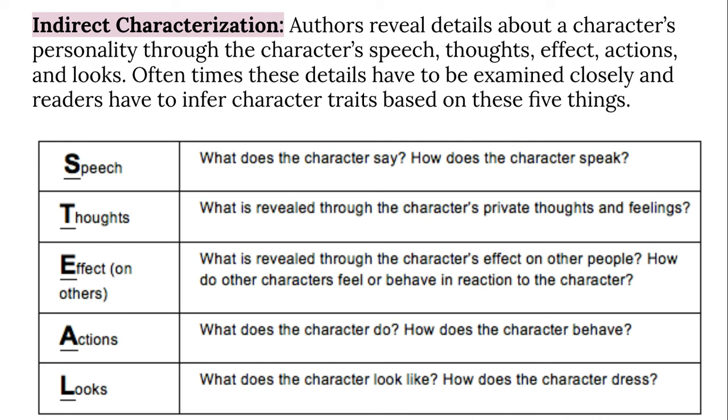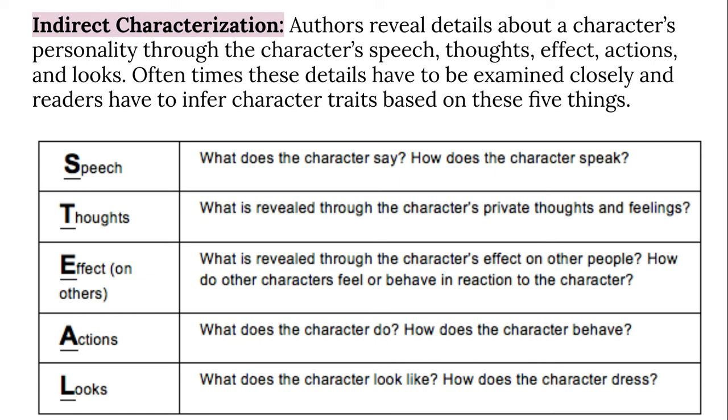So you guys, in indirect characterization, the author reveals tons of details about a character's personality to us. And so the author is never directly telling us what a character is like. They're showing us what a character is like by giving us details about the character's speech, the character's thoughts, the character's effect on other people, the character's actions, and then lastly, the character's looks. And so it's our job as readers, when we're reading a book, to pick up on these small details that the author is giving us based on these 5 things and asking ourselves, well, what does that tell us about this character's personality?